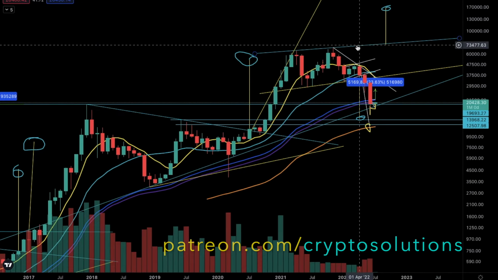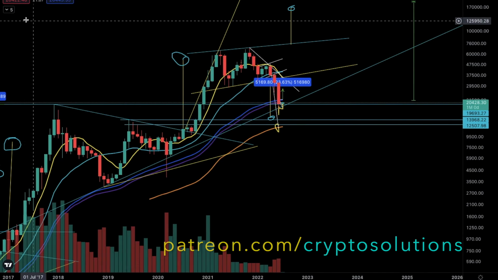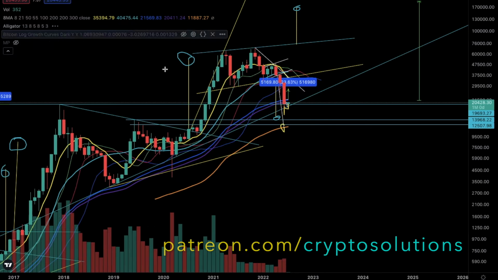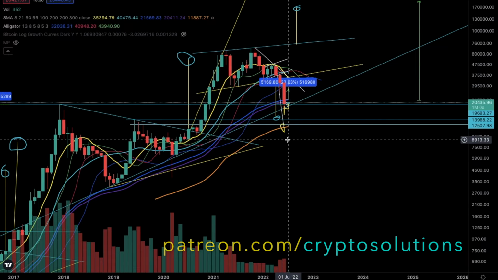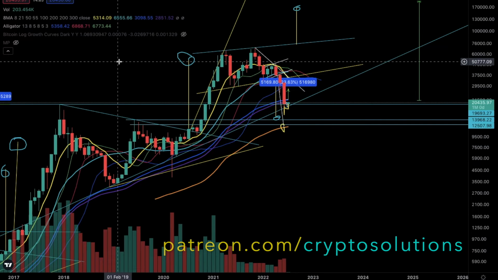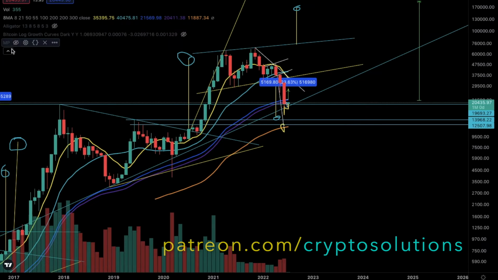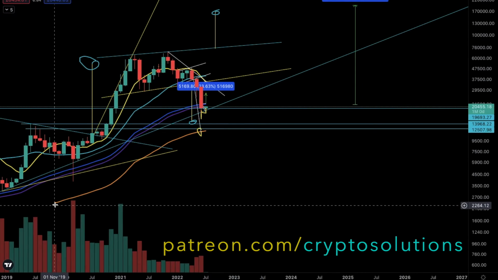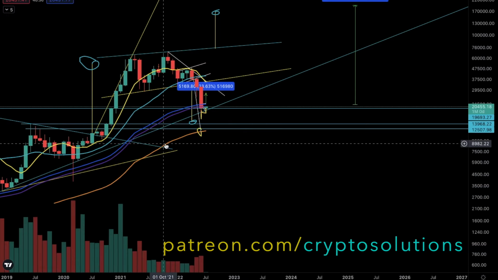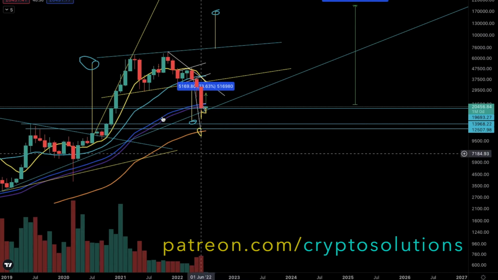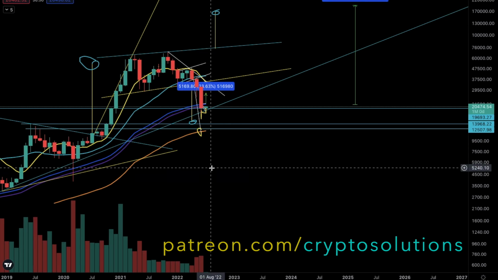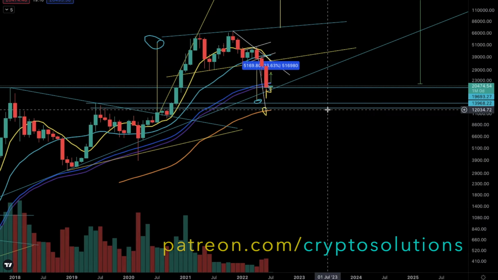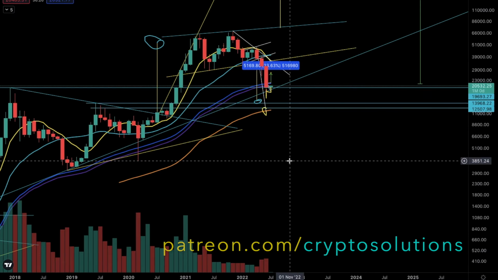Also, here, the Williams Alligator indicator is bearish in the monthly time frame. Wow, we saw that, but just wow. And this orange line is the 100 simple moving average in the monthly time frame, and that's around that $12,000 level. Very interesting.